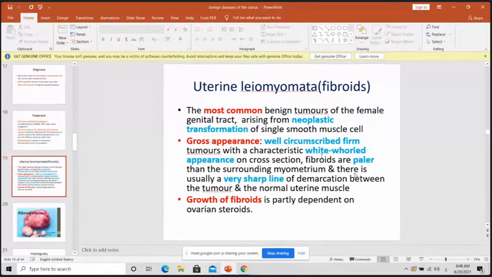شنو هذا الفايبرويدز؟ مثل ما قلنا it is the most common benign tumor of the female genital tract, which arises from a neoplastic transformation of a single smooth muscle cell. إذن هو شنو؟ it is a benign tumor of smooth muscle cells of the uterus. How does it grossly appear, or what is the gross appearance of these fibroids? مثل ما تشوفون.